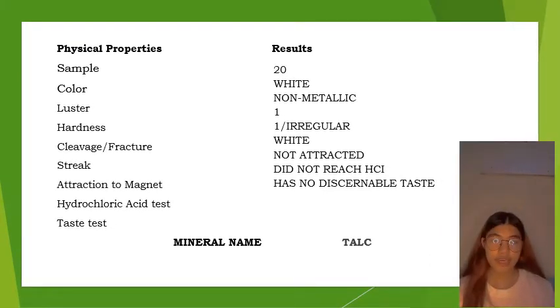Mineral Identification Worksheet. Color: gray. Streak: white. Cleavage: 1. Crystal form: not present. Fracture: irregular. Hardness: 1. Luster: non-metallic. Mineral name: talc.